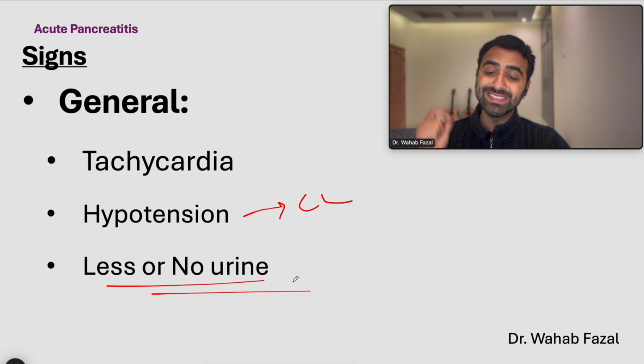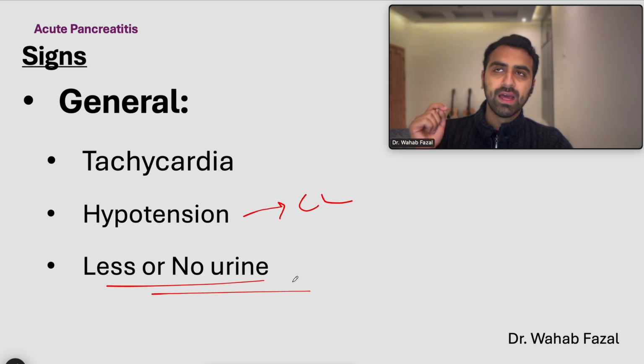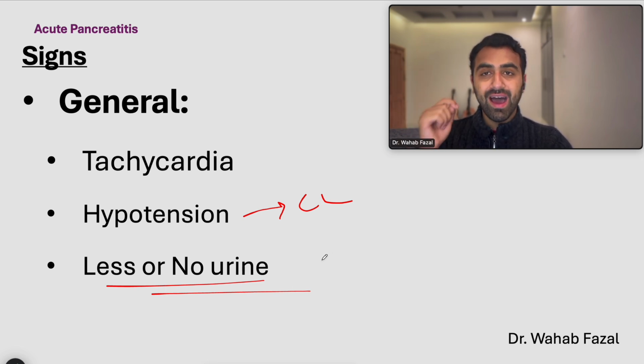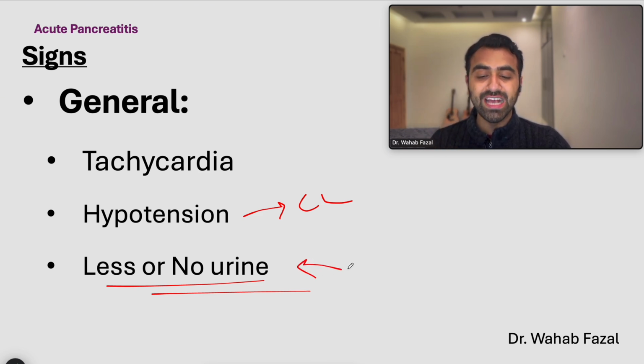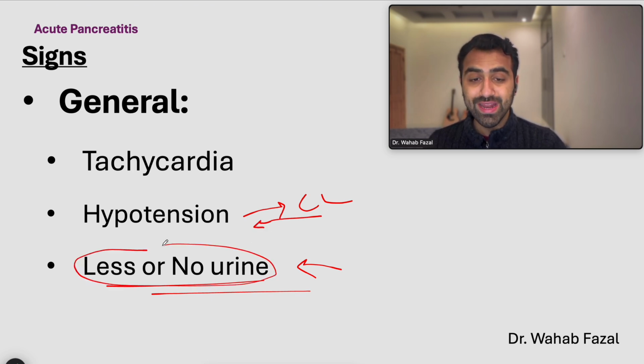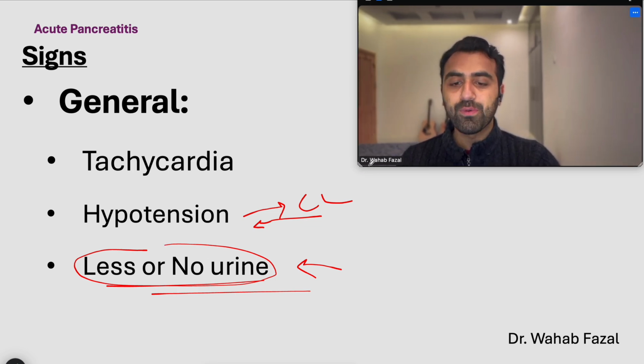Less fluid is now reaching the kidneys, and the RAAS system, the renin, angiotensin, aldosterone system, gets activated, trying to push as much fluid as it can into those blood vessels. So it's making very little or almost no urine, and you might have damage to the kidneys themselves when you start getting hypotensive.